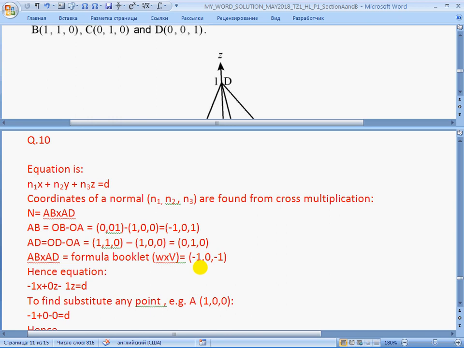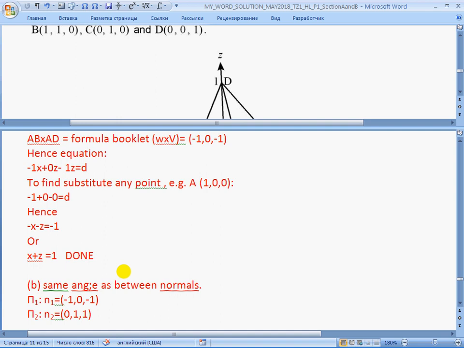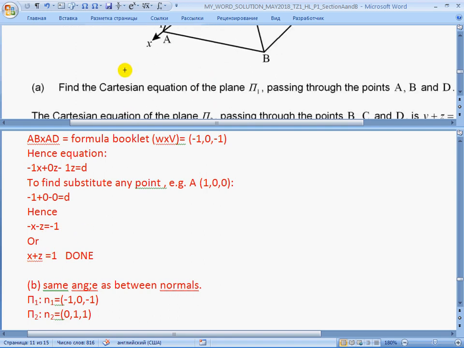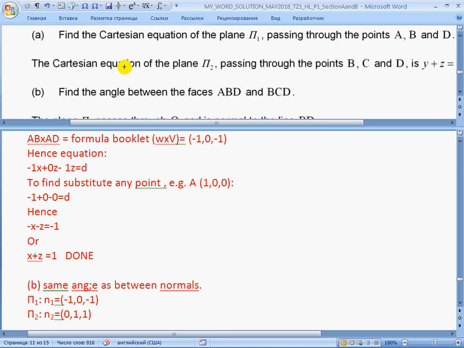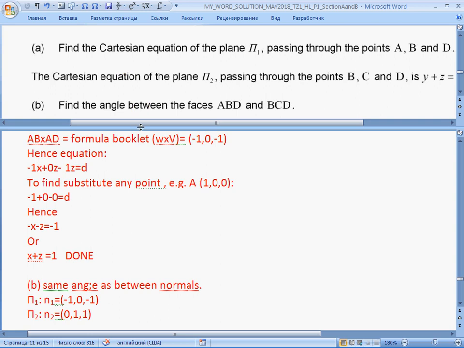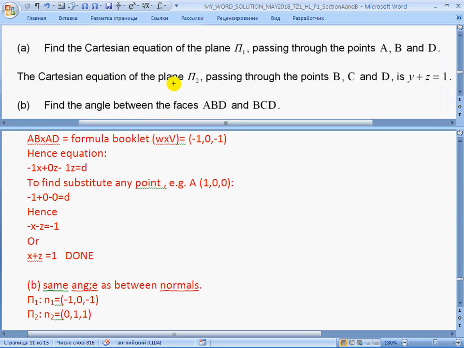So we put these coordinates as coefficients, and we need D. To find D, we take any point from the plane, for example point A, substitute its coordinates, and we find D. D is minus 1, hence we get this, and simplified we get this. So plane P2 passes through B, C, and D and is y plus z equals 1.